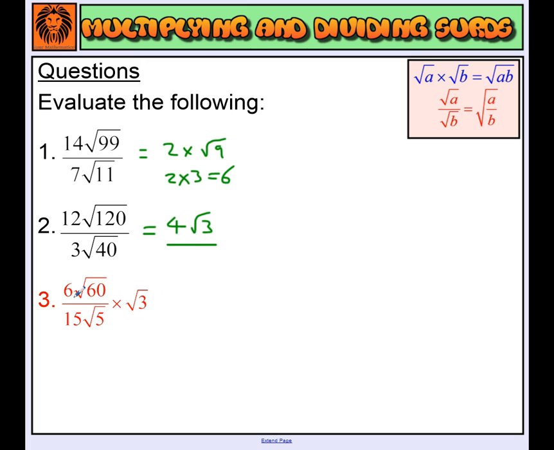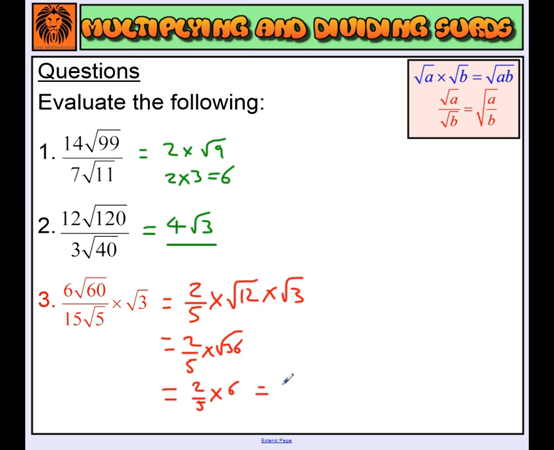So, with the challenge question, we've got 6 divided by 15. Now if we take out a factor of 3, this gives us 2/5. So we have 2/5 multiplied by root 60 divided by root 5, which is root 12, times by root 3. Multiplying the surds, we're going to get root 12 times root 3, which will give us root 36. So we now have 2/5 times root 36. Root 36 simplifies to 6, so this is 2/5 times 6. Now by multiplying the numerator with 6, we're going to get an answer of 12 over 5.